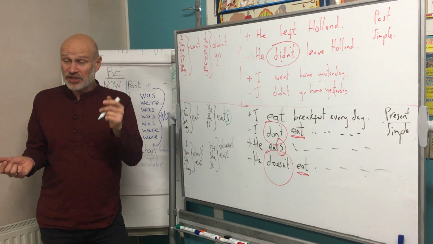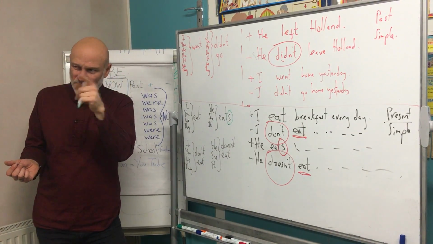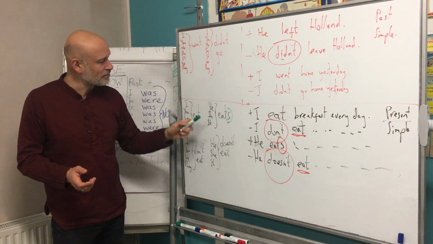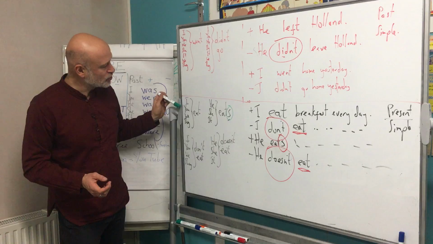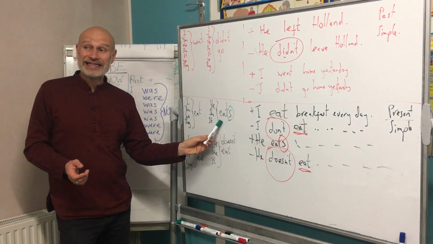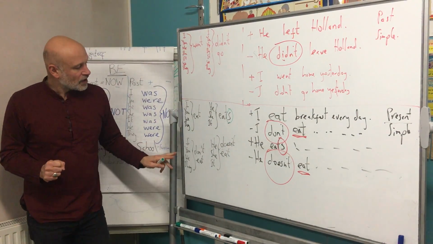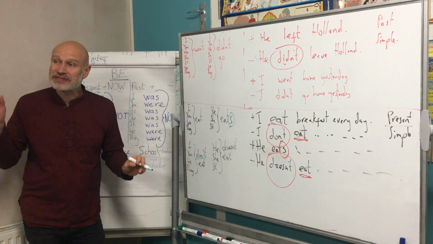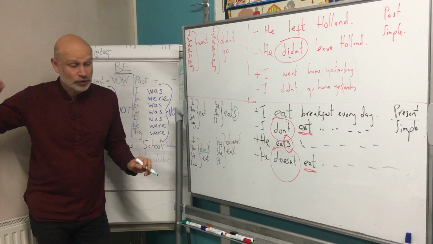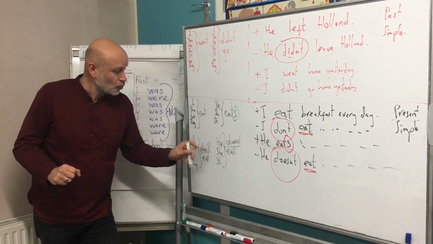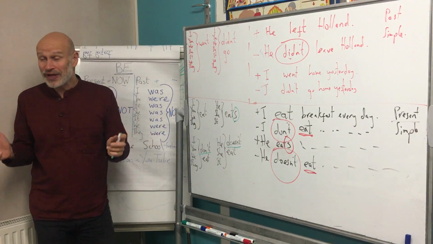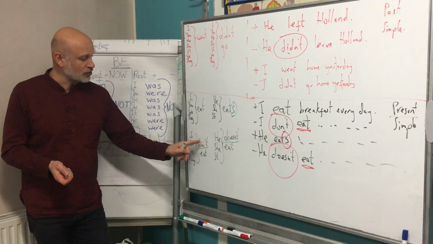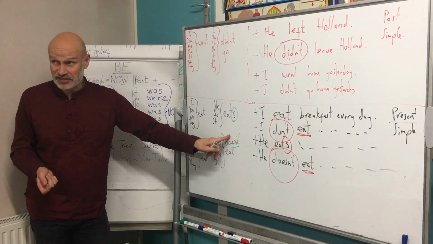So in the positive, with he, she, it, we must remember to add this s sound, eats. Sometimes we have to add extra letters, but we've talked about some of those rules already. We won't do that again. Just remember, in the present simple, I, you, we, they eat, he, she, it eats. But for the negative, we need to start adding the auxiliary verb do. And in the present simple, we use the auxiliary verb do in the present. So I don't, you don't, we don't, they don't, he, she, it doesn't.